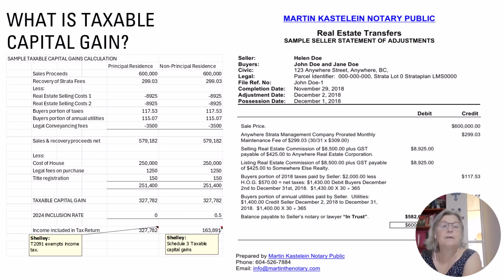I wanted to give you a calculated example of what a taxable capital gain is. First of all, I'd like to recognize Martin Castelline, Notary Public. This is a real sample from a Notary Public in the Vancouver area. I'm really grateful that he put a sample of this so that you can look at this calculation and have an understanding before you make the deal or walk in to your lawyer wondering what all this paper is that you've been asked to sign.